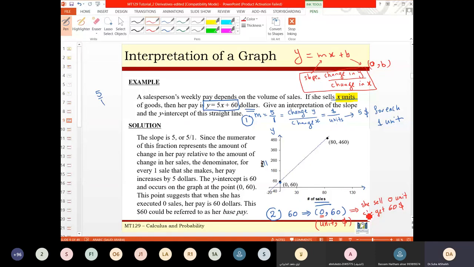If she sells 80 units, that means x is equal to 80. So you have to put it in the equation. So y equals 5 times 80 plus 60, and calculate it. It's 460. You have to calculate this.